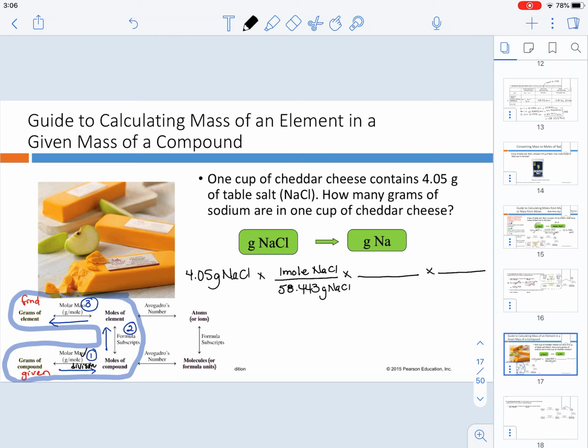In the second conversion, I'm going to utilize the formula subscript. So what does that mean? That I'm going to establish that in 1 mole of compound, I'm going to utilize the subscripts to guide me to how many moles of sodium do I have. So in this case, it's going to be 1 because the subscript of sodium is 1. And then in the last step of here, I'm going to use the molar mass of sodium specifically to find the grams of sodium. So I'm going to say in 1 mole of sodium, I have it specifically 22.9898 grams of sodium. Okay?